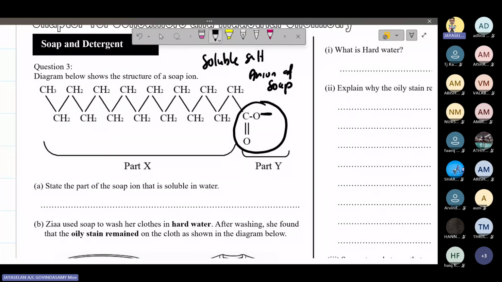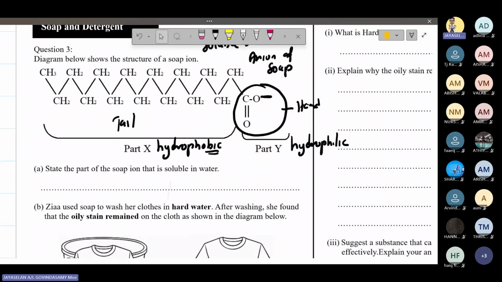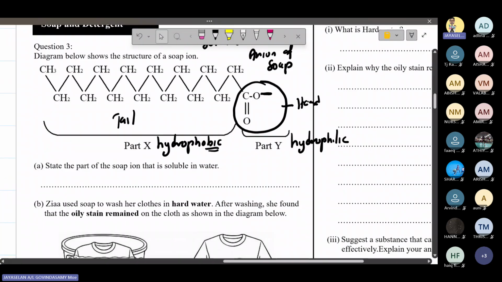This is the tail region. This is called the head. For the tail region, please remember: hydrophobic. You remember, big and long. Hydrophobic region. For the head, we call it what? Hydrophilic region. You already learned this in biology. Now state the part of the soap ion that is soluble in water.